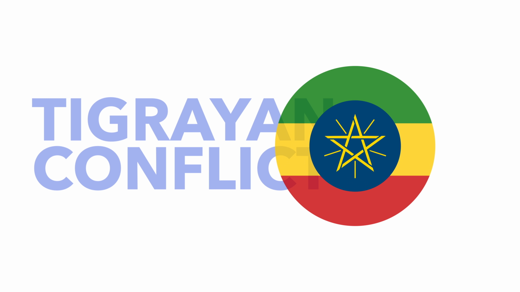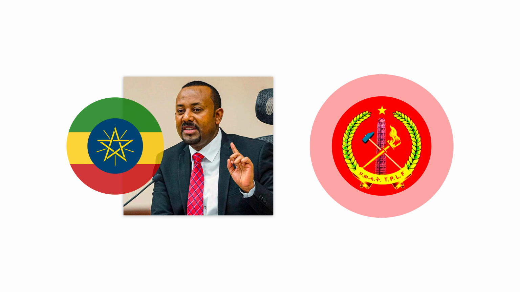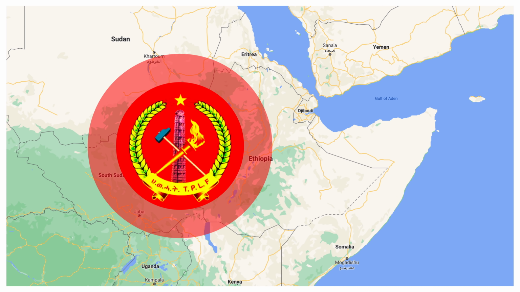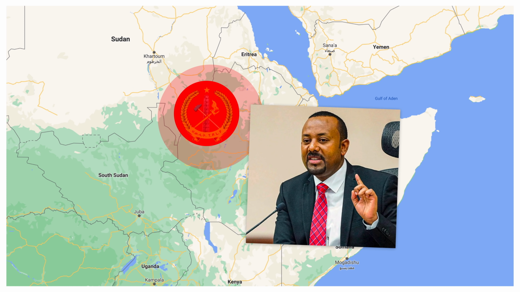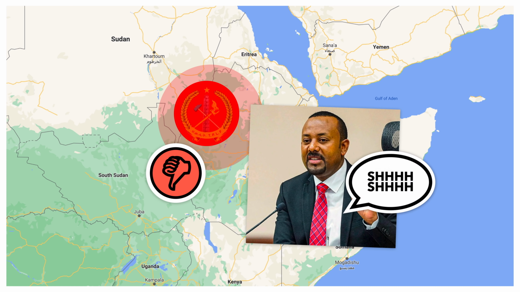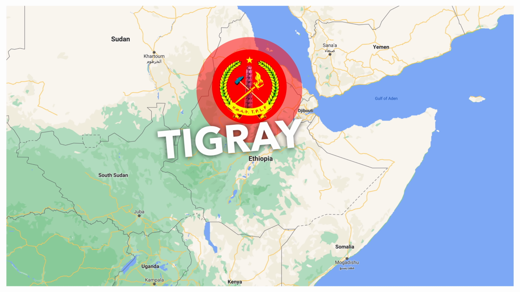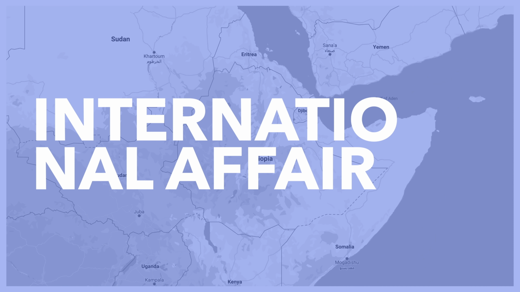The conflict in Ethiopia is between the central government, run by the Ethiopian Prime Minister Abiy Ahmed, and the Tigrayan People's Liberation Front, or the TPLF. The TPLF ran Ethiopia from 1987 until Abiy took over in 2018, and the conflict started partly because the TPLF simply weren't happy about being ousted, and partly because Abiy wasn't particularly sympathetic to Tigrayan concerns. The conflict has mainly taken place in the northern region of Tigray, which is where the TPLF held regional government, but it's now an international affair.